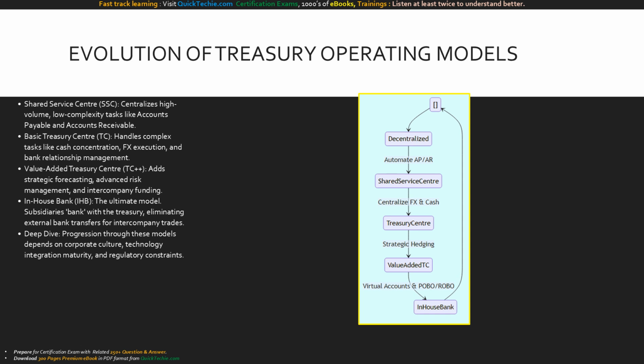Finally, the ultimate state of design elegance, the in-house bank. Notice the label here mentions virtual accounts and POBO/ROBO, which stands for payments on behalf of and receivables on behalf of. This represents total centralization, where the corporate hub acts as a bank for its own subsidiaries. Understanding this progression helps you benchmark where your organization currently stands and map the precise steps required to reach the next level of operational excellence.